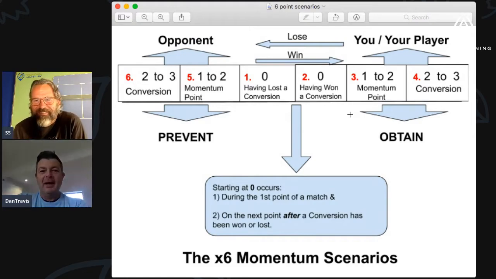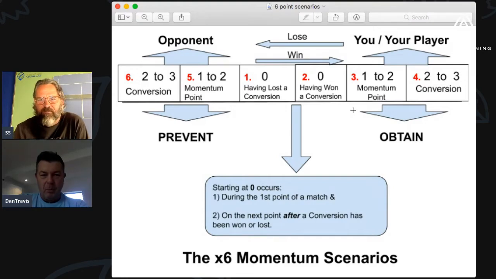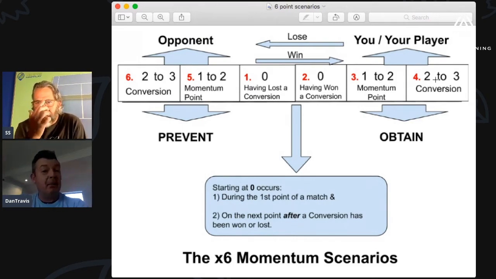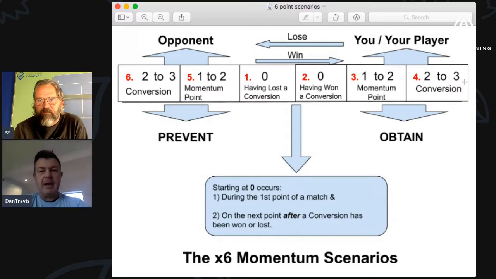Right. So let's say then we've won 2 in a row, and we're in scenario number 4 here. Okay. So we've won a momentum point at that point. Yeah. That's in the bag. We keep the momentum point. So there we are. We're 2-3. Can you tell me about that particular scenario?